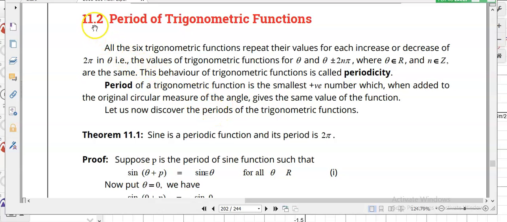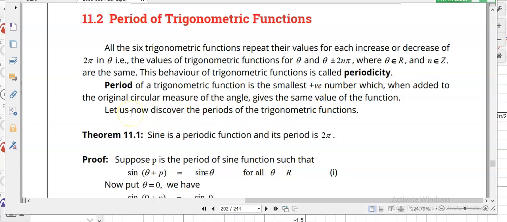Next we will discuss 11.2, the period of trigonometric functions. All the trigonometric functions show a periodicity. That means for a certain value of theta, their value becomes similar. The period of a trigonometric function is the smallest positive number which, when added to the original circular measure of the angle theta in degrees or radians, gives the same value of the function.